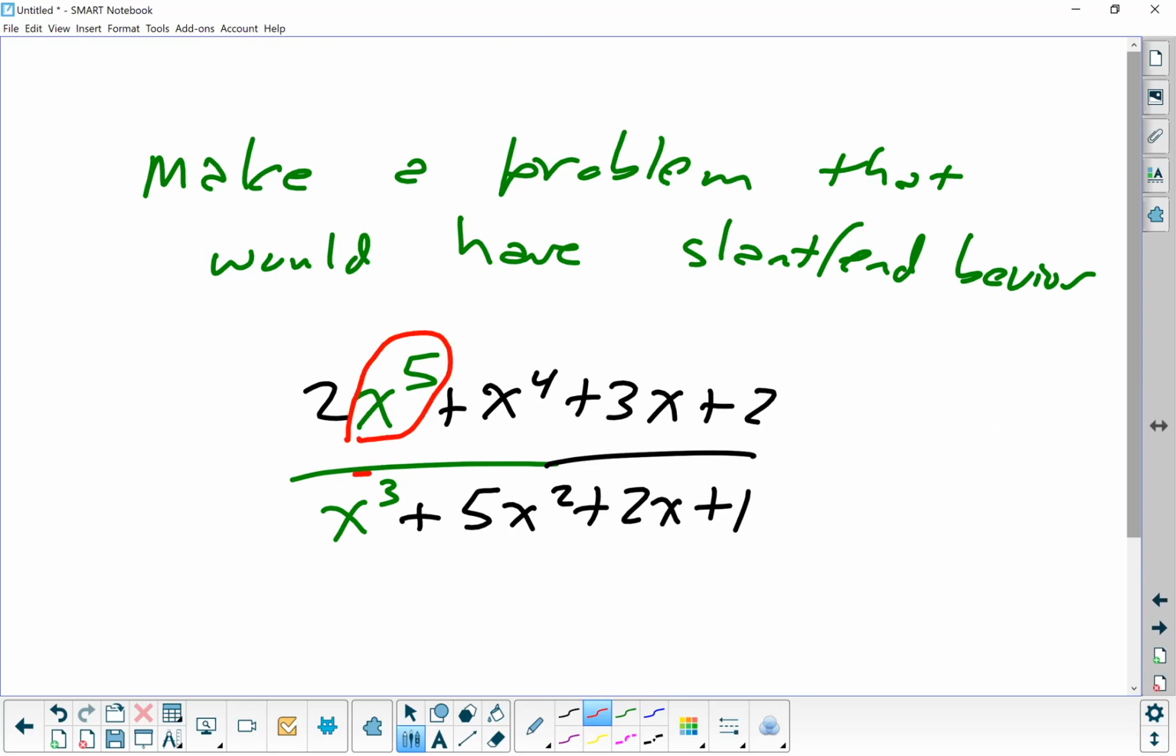The reason you know that is because the highest degree on top is bigger than the highest degree on bottom.